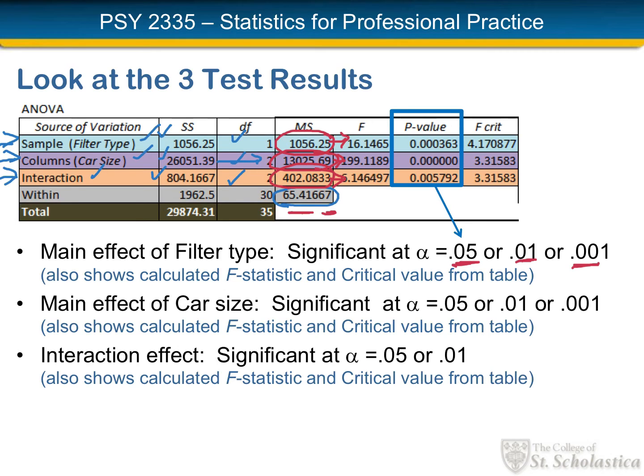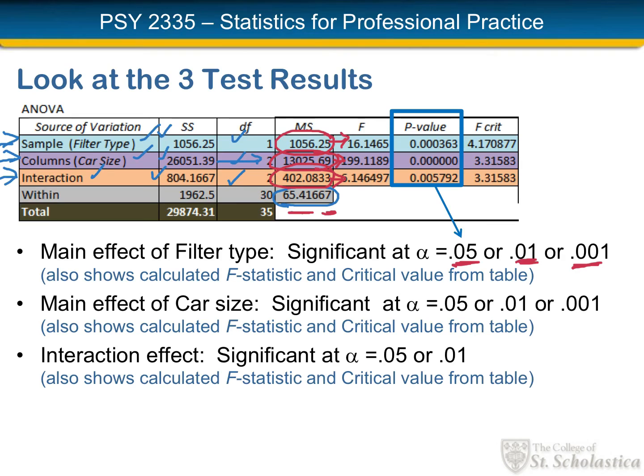My 0.05 level meant I would have 5 chances in 100 of making a type 1 error, and I wanted to say something was significant if I had that risk, 0.05, of a type 1 error or less. And I have a risk that's quite a bit less. It's not only less than 0.05, it's less than 0.01, and it's even less than 0.001. So the main effect of filter type is very significant.